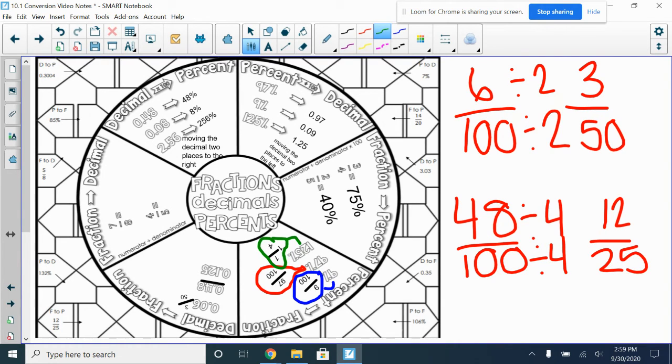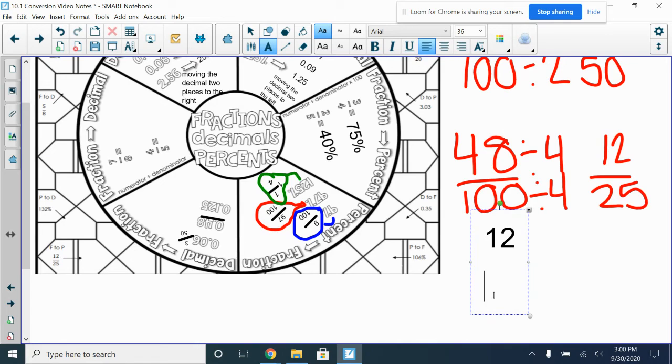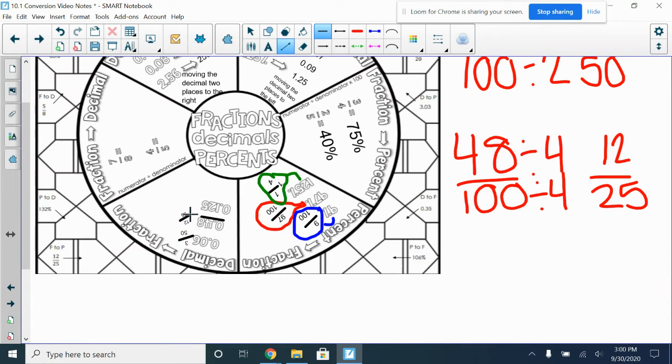And I'm trying to think. My factors are 25, 1, 25, 5, and 5. So that's as simplified as it can go. So 12 over 25. We're going to make it small and put it over here, our decimal to fraction, 12 over 25. And then I'm going to throw in our line.